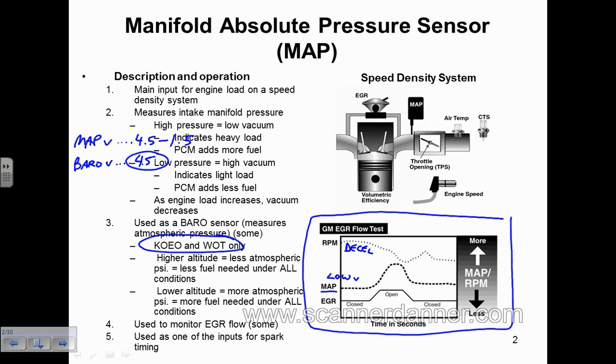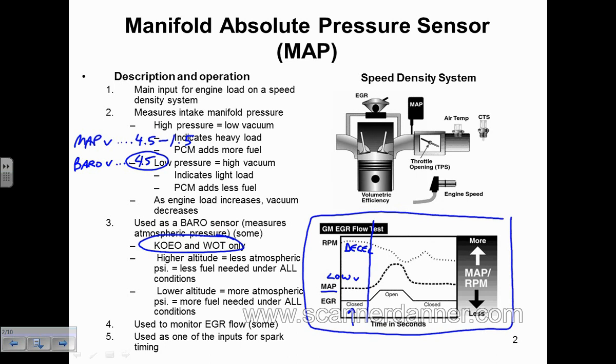High voltage with no vacuum and low voltage with high vacuum. That's how the MAP sensor works. And what you're looking at right now at this point, the EGR valve is closed. What the computer does, it's an active test the computer is going to do on itself, is it's going to momentarily open the EGR valve.